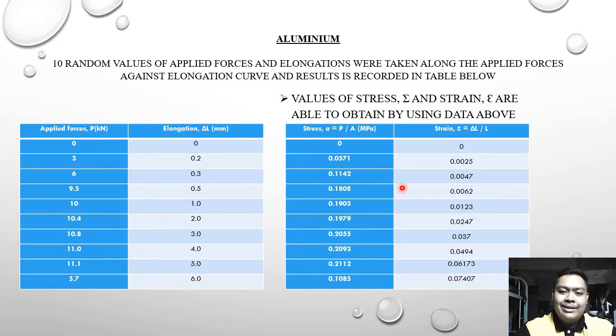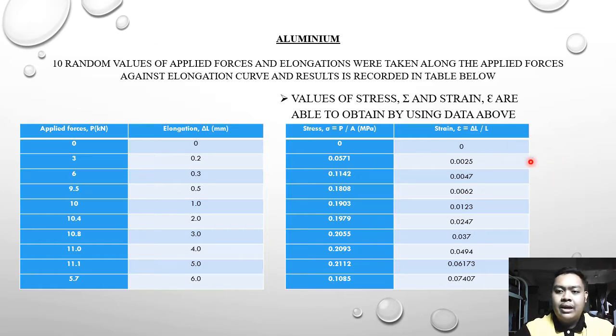To calculate stress, it equals force divided by area. Area is given when we calculate from the diameter and the length of the aluminium rod. Okay, the strain equals delta L divided by original length. Elongation, this is elongation, delta L. This data is divided by the original length. That is what my friends would like to present in our result.